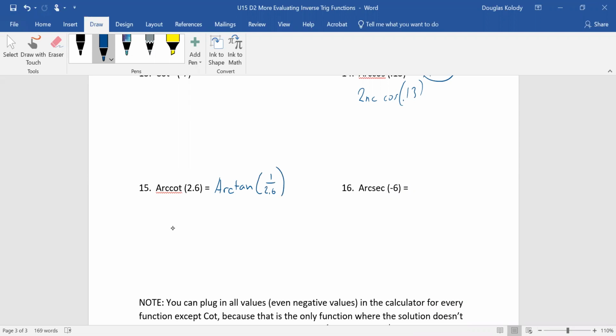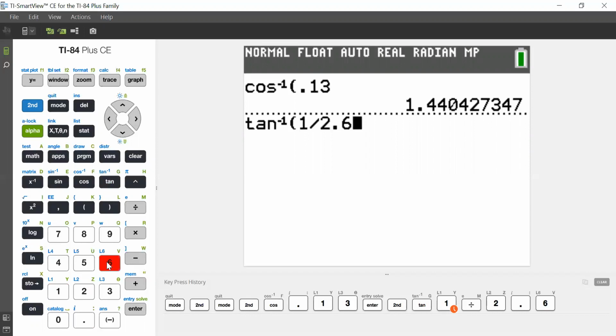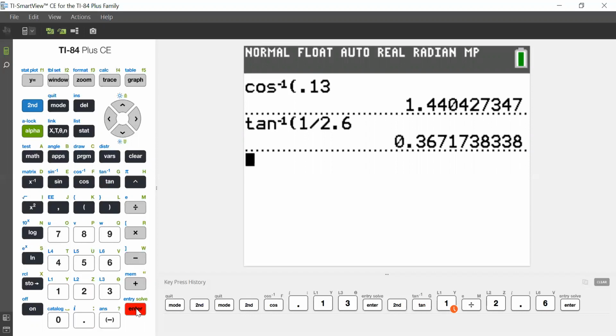Okay, you went over this with Mrs. Middleton. Take a moment to let that set in. Remember, cotangent is adjacent over opposite. Tangent is opposite over adjacent. And so when you do that, now I could do the tan negative 1 of 1 over 2.6. Does that ring any bells? Hopefully it does. So now I need to go to my calculator. I'm going to hit second tangent, and then 1 divided by 2.6. Hit enter. And I get 0.3672.